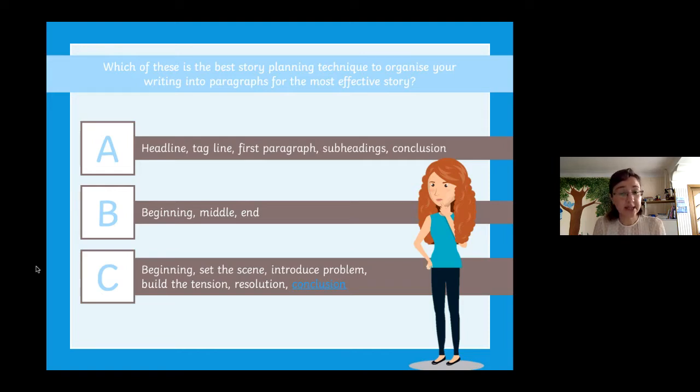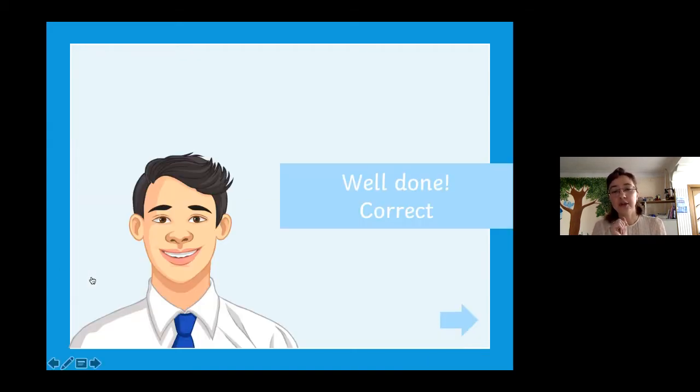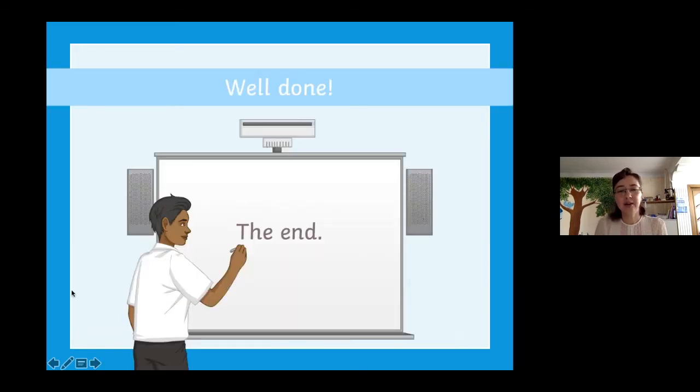Beginning, sets the scene, introduce problem, build attention, resolution, conclusion. Wow, this is now a great answer. It's very specific and it's very elaborate. It includes all the essential parts of an effective story. That's why, I don't know what about you, but I will personally go for variant C. Good job if you are with me. Now, this is the end of the quiz, but not the end of our lesson.